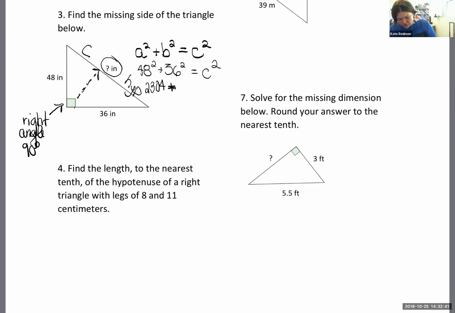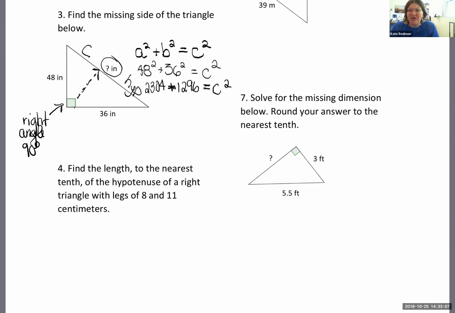And I can get square 36, and I get 1296. And that whole left-hand side is equal to c squared. I can't square c because I don't know what c is, so I'm just going to leave it there for a while. Just let it chill. Can you see the next thing that I can do? There's more simplifying on the left-hand side that can be done.